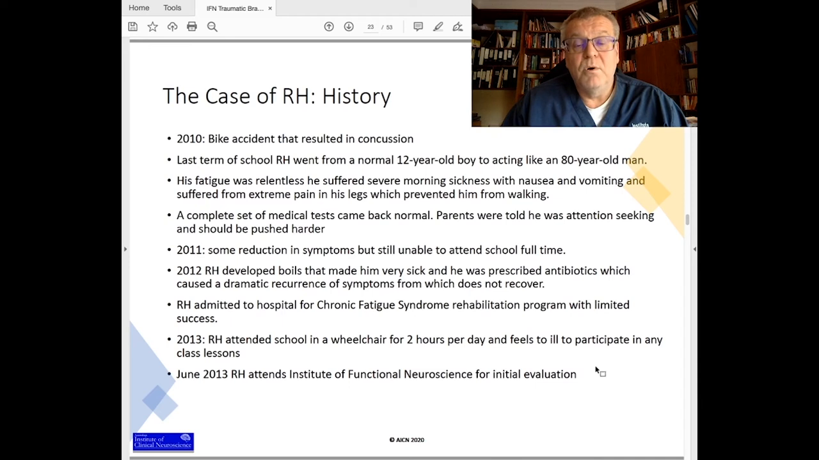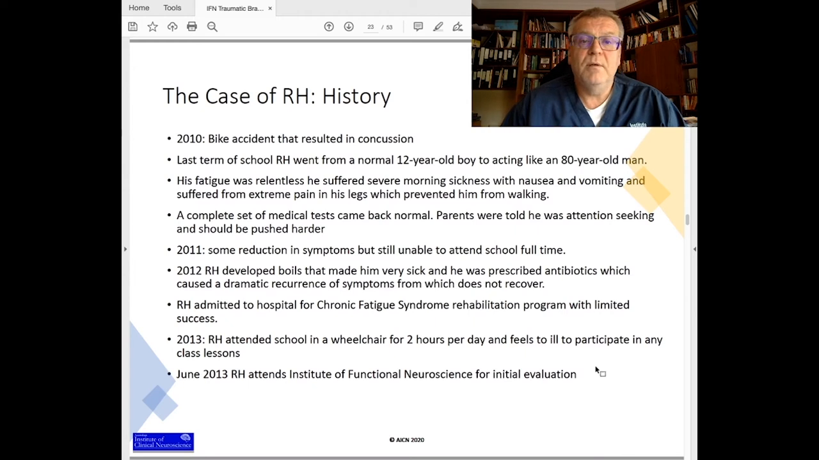Now, of course, the complete set of medical tests came back normal because there are no tests that can tell us whether someone had a concussion or not. So the parents were told that he was attention-seeking and to push him harder. They did push him, or tried to push him, but he fought back and pushed back, and things got quite difficult in the family. However, they moved on. There was some reduction in the symptoms, but he was still unable to attend school the next year.